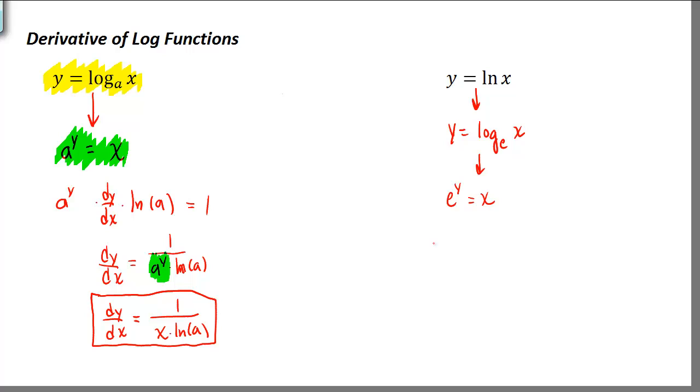Take the derivative of both sides, so the derivative of e to the y, or e to the stuff, is just e to the stuff times the derivative of that stuff. And the derivative of x with respect to x is just 1. Once again, we want to solve for the dy dx. So divide both sides by e to the y. And since we don't want our derivative in terms of y, but rather in terms of x, we make a nice quick substitution, swap out the e to the y for what we know it's equal to, x.